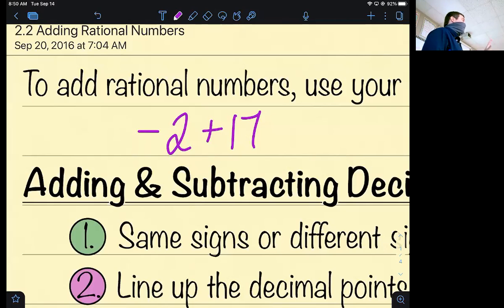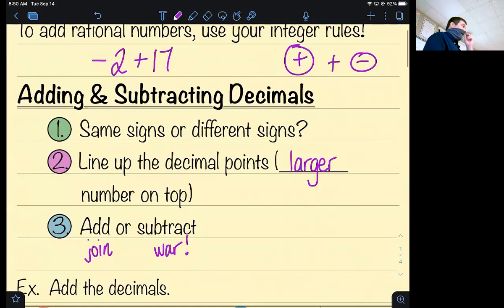Well, today we won't be able to do it in our head because they're decimals. So we have to force them to rearrange. We have to put the larger number on top, otherwise we can't do the subtraction. When you're adding, it doesn't matter which number you put on top, but since it matters when you subtract, we might as well just always put the larger number on top just in case.